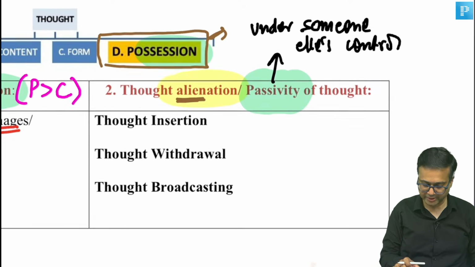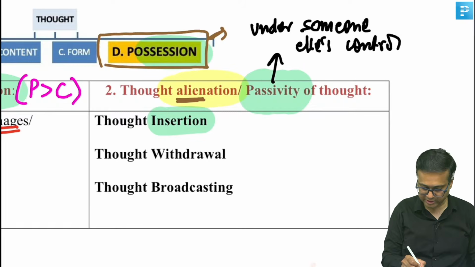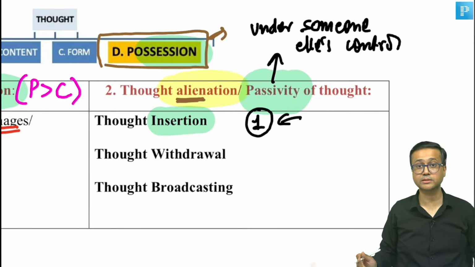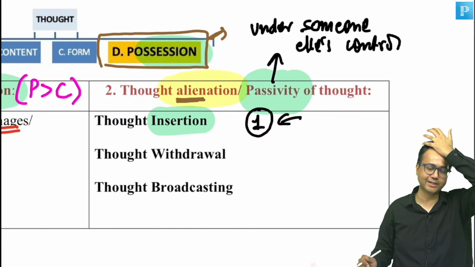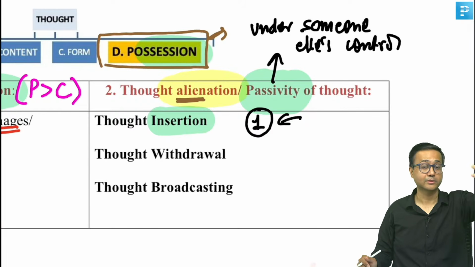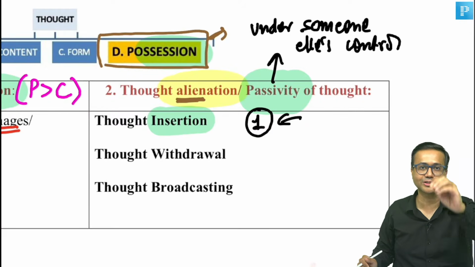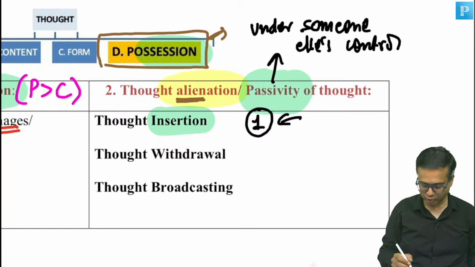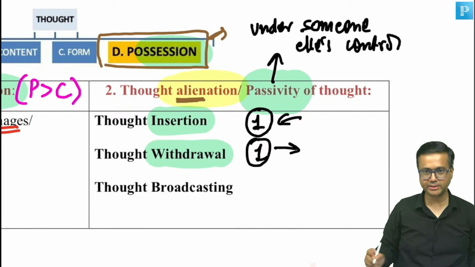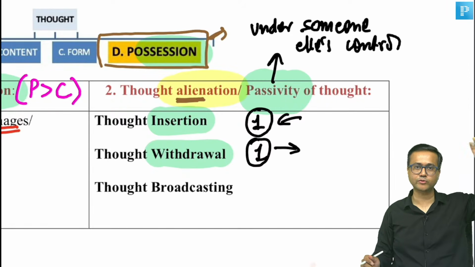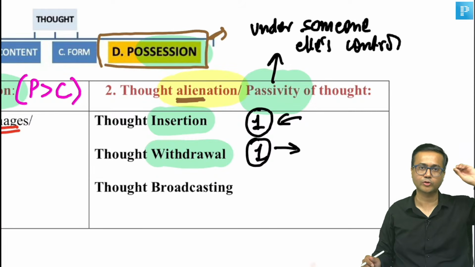So 3 phenomena, beta, come under this. One is thought insertion. As the name suggests, the patient experiences that somebody is inserting thoughts in my mind. So there is one thought in my mind that I should go and watch a new movie today. So this thought is not mine. Somebody has put this thought in my mind. Next is, beta, thought withdrawal. What do you mean by withdrawal? Taken away. So patient says, sir, somebody has withdrawn thoughts from my mind. I don't remember what that thought was.